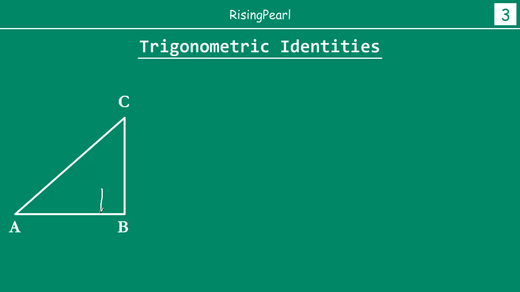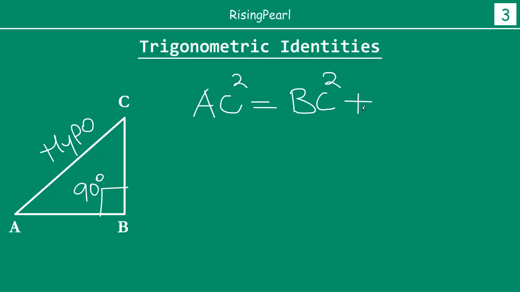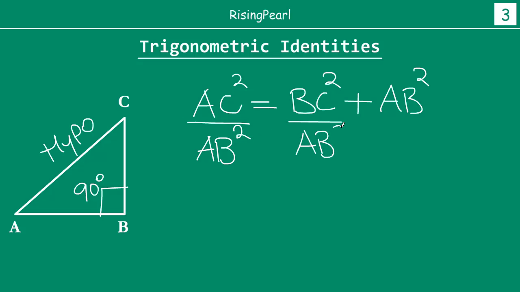So we have a right triangle ABC, angle B 90 degrees. So this is our hypotenuse. We are going to again start with Pythagoras theorem, which says AC square is equal to BC square plus AB square, which is basically hypotenuse square is equal to the sum of squares of the other two sides. Now we are going to divide both sides of this equation by AB square.